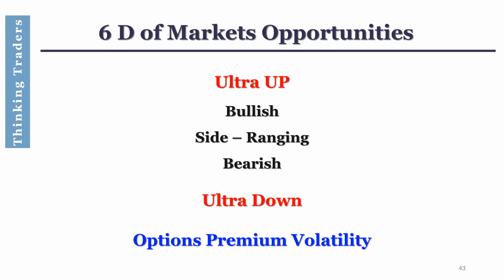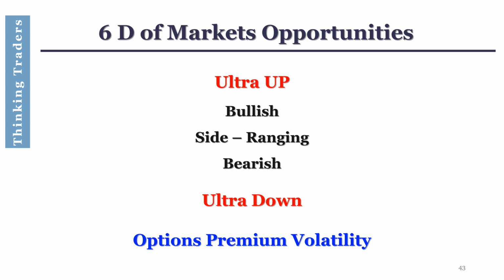So next, Thomas, how do you trade? This is how I trade. This is a 6th dimension of trading market opportunities. Ultra up, bullish, bearish, sideways ranging is considered normal market. Then we got extreme movement up, extreme movement down. That is considered abnormal market. It doesn't happen very often, but happens often enough for us to trade in the market.